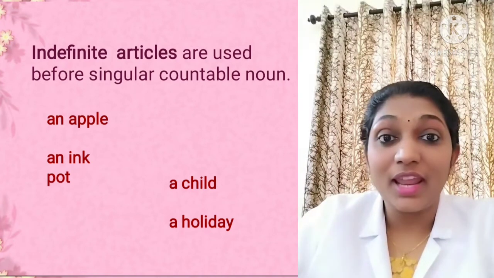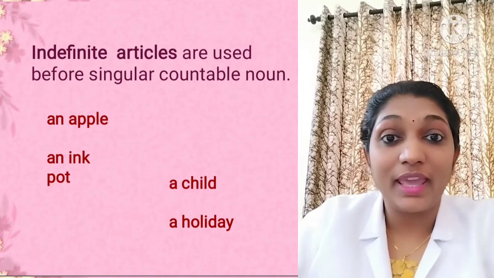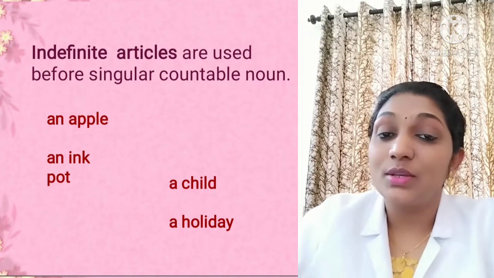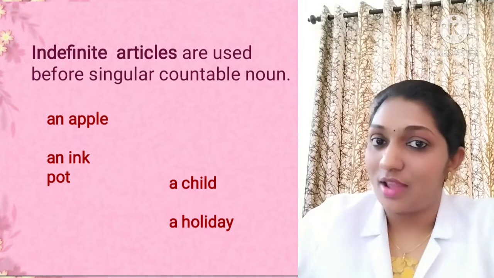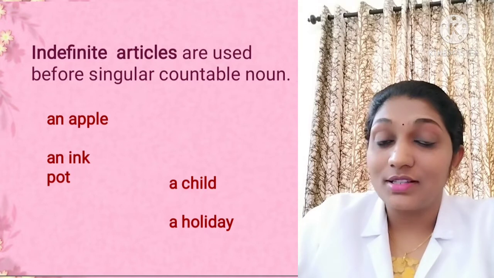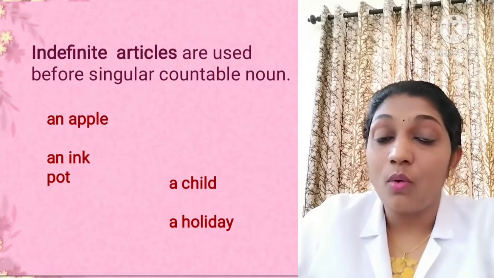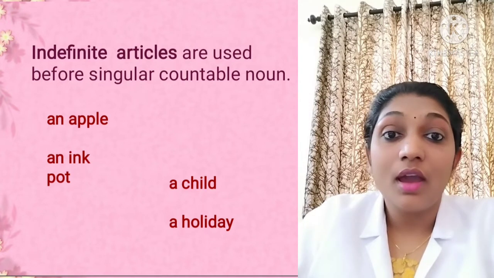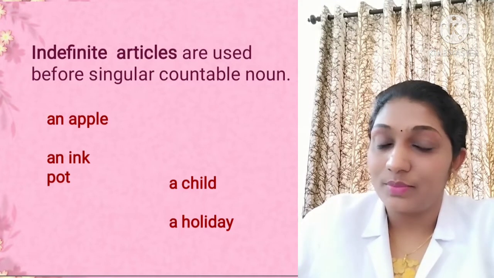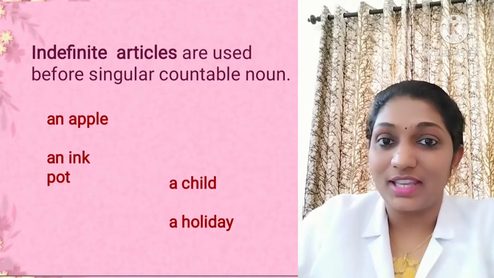But what about air and water? Can you count air and water? No, you can't count air and water, isn't it? So they are uncountable nouns. So the indefinite articles a and an are only used before countable nouns. And it should be singular also. The examples are given there, you can check that.